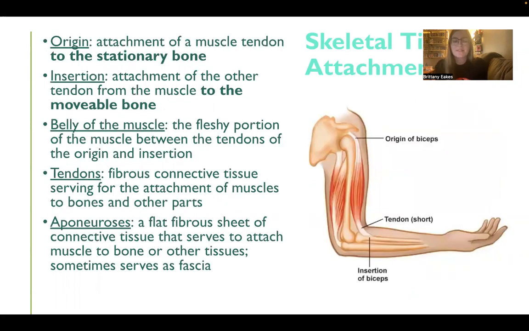Skeletal muscles can be thought of as having three main parts: the origin, the insertion, and the belly of the muscle. The origin of a muscle is normally the proximal end, meaning towards the point of attachment, and it is generally attached to the fixed or stationary bone, the bone that does not move. The insertion is at the distal end of the muscle, and it's attached to the movable bone. The belly of the muscle is the main fleshy portion of the muscle, also known as the body of the muscle.